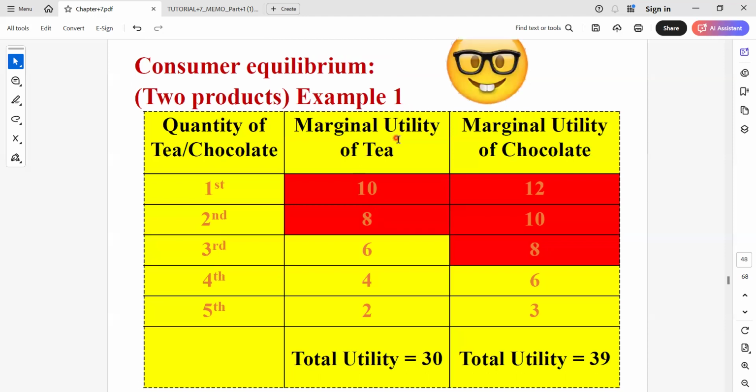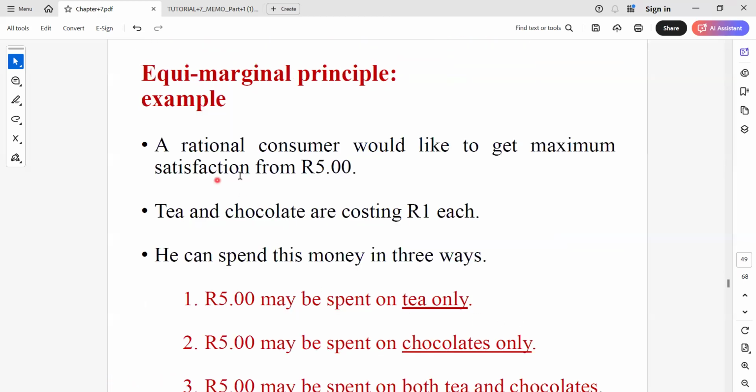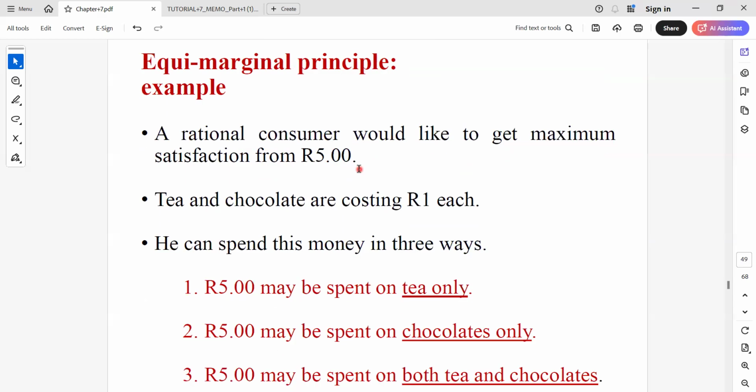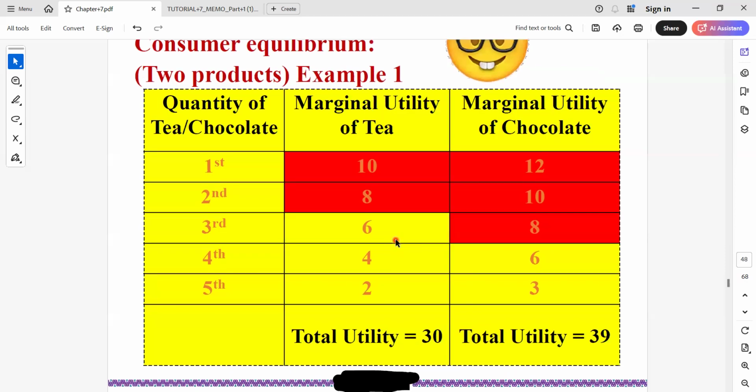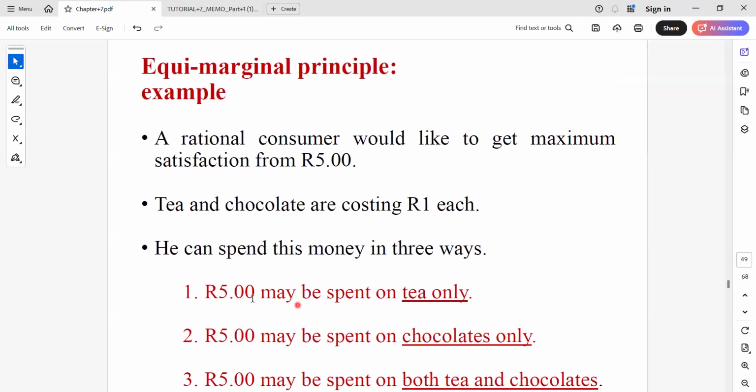They gave us the marginal utility of tea, which is 10, 8, 6, 2 and 4. The marginal utility for chocolate is this. Adding all your marginal utility, you get a total utility of 30 for tea and 39 for chocolate. In the example, they say a rational consumer would like to get maximum satisfaction from 5 rand. Tea and chocolate are costing 1 rand each. He can spend his money in 3 ways. 5 rand may be spent on tea only.